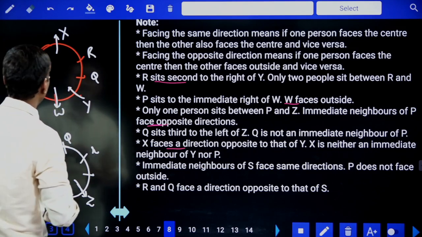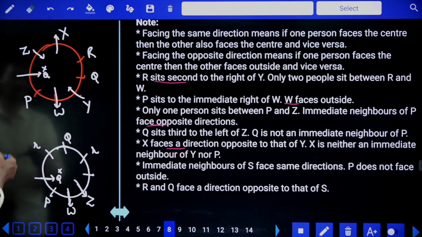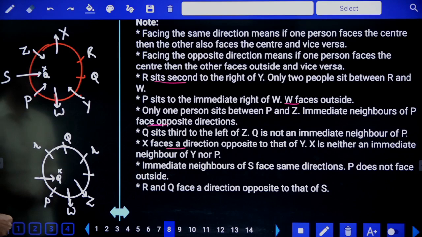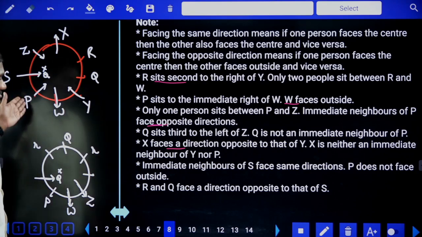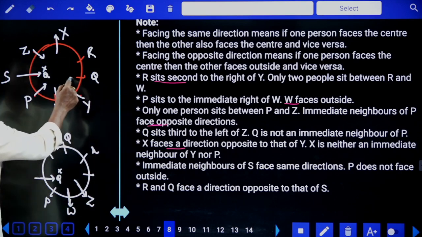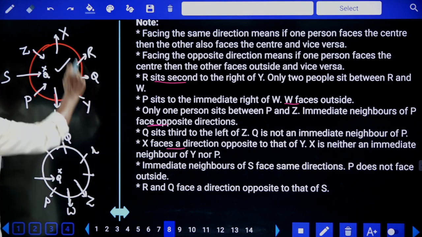Immediate neighbors of S face opposite direction. Face same direction. S ఎక్కడ ఉండాలి చెప్పండి ఇక్కడ. Immediate neighbors same direction. P and Z are same. P does not face outside. P inside. And R and Q face opposite to that of S. S is center. R and Q are away from the center. Hence this is the final arrangement.